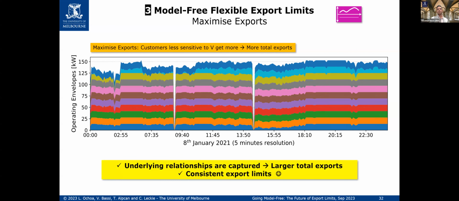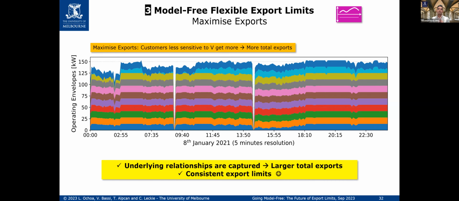So the next plot is the maximized export or optimal allocation, in which as we constrain the flexible export limit for those customers that are more sensitive to voltage rises, we are going to obtain more total export from the entire low voltage network. So again, each color represents a different flexible customer.